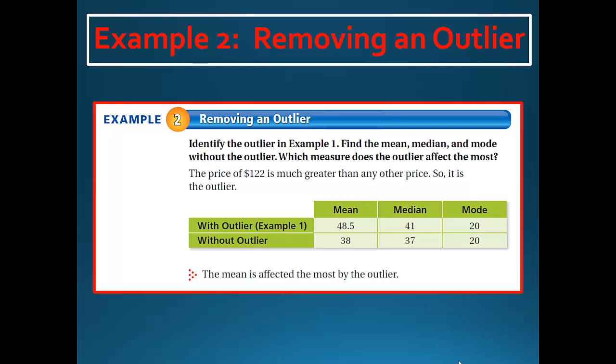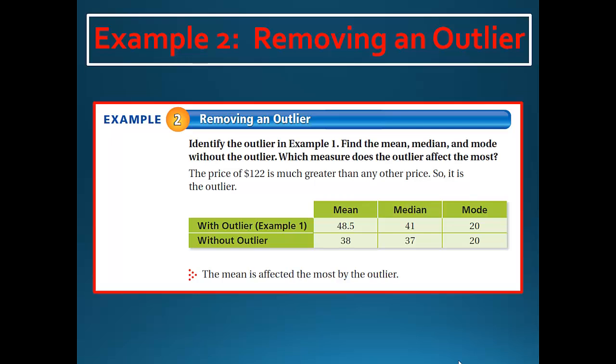From our first example, the price of $122 is much greater than any other price, so it's the outlier. Now, if you look at our table, with the outlier, from example 1, the mean was 48 5/10. The median was 41, and the mode was 20. If we take the outlier out and we find the mean, median, and mode, we get that the mean is 38, the median would be 37, and the mode would be 20.